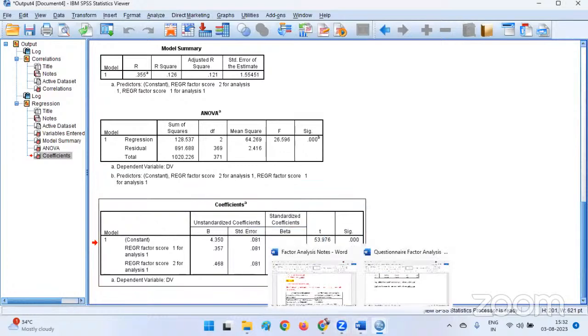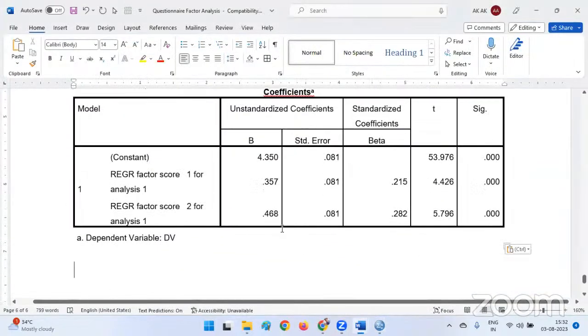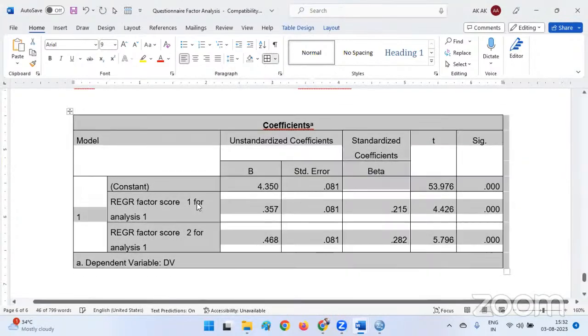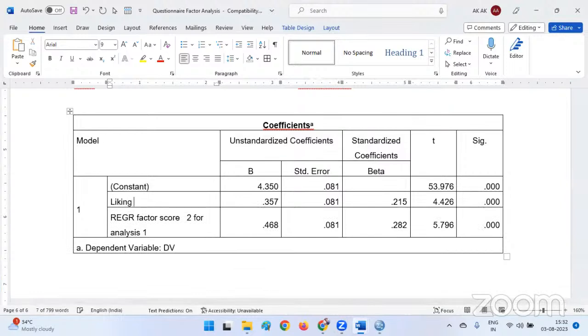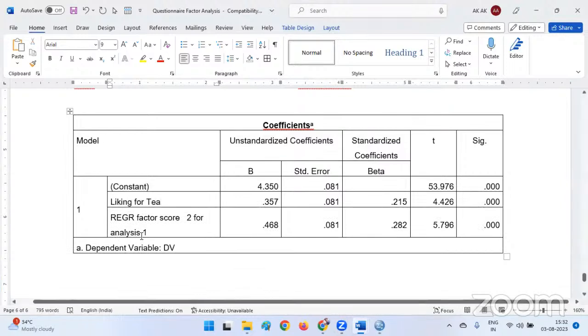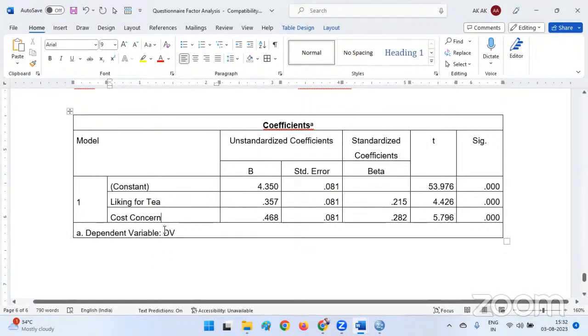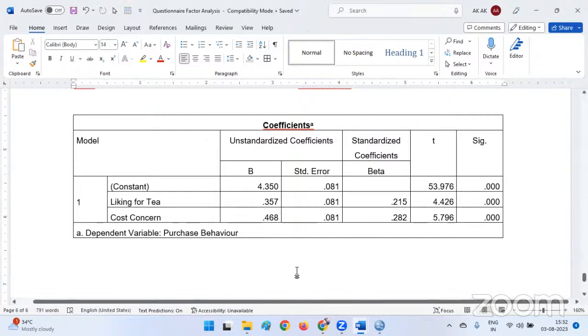Copy it and paste it here. Okay. Only the coefficient table, and let me change the names for better understanding. Independent variable 1 was liking for T. Independent variable 2 was cost concern, and the dependent variable was purchase behavior. Okay, so these are the three variables.